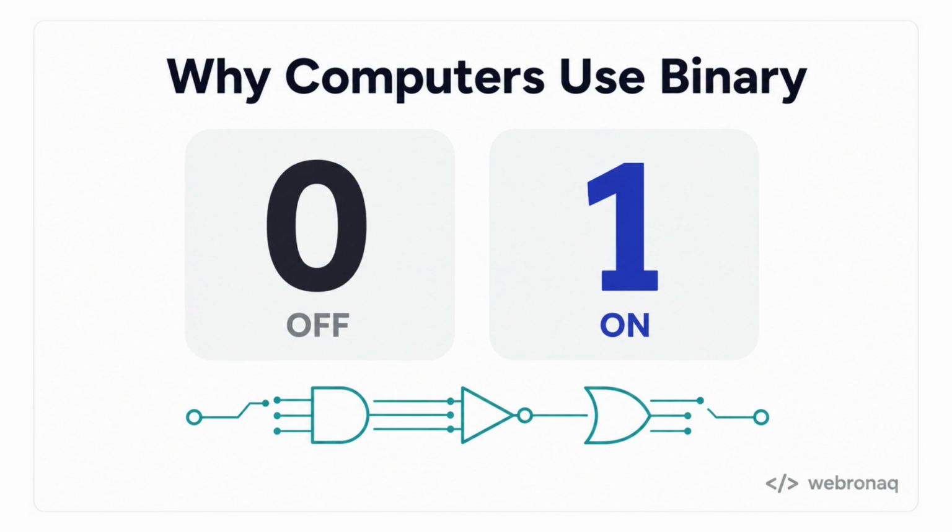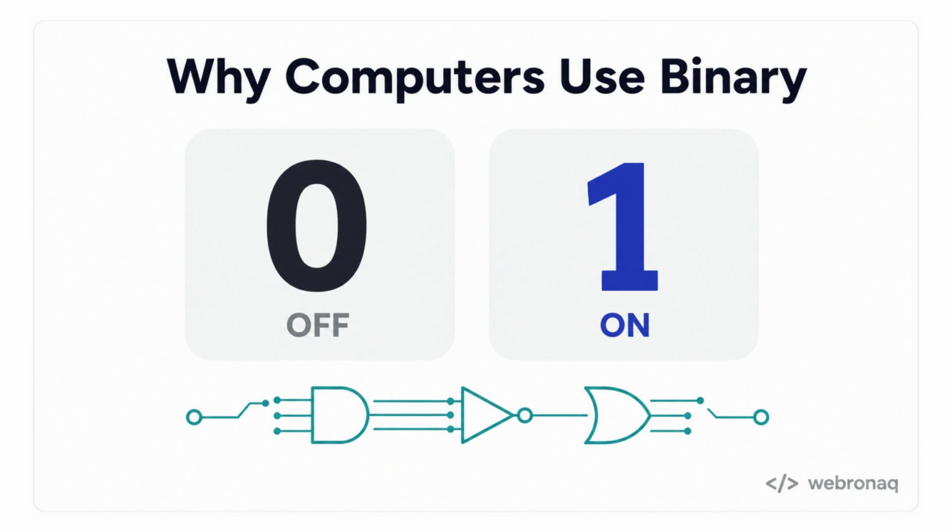Every circuit inside a processor is a tiny switch, and a switch has exactly two states, on and off. On maps to 1 and off maps to 0. That is it. Engineers found it far more reliable to build hardware that only needs to tell apart two states rather than 10. So binary is not an arbitrary choice. It is the most natural language for electronic hardware.